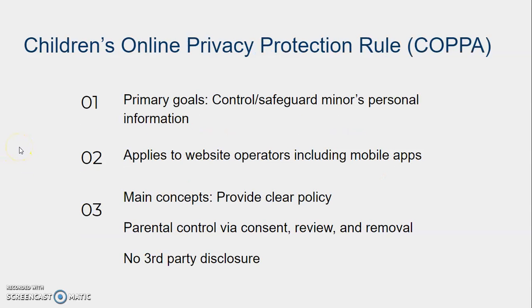For the Children's Online Privacy Protection Rule, the primary goal is to control and safeguard minors' personal information, and this applies specifically to website operators, including mobile apps. The main concept is they have to provide a clear policy of what their rules are. The biggest takeaway is that there are a lot of different working parts, but they fall under the main idea of parental control.